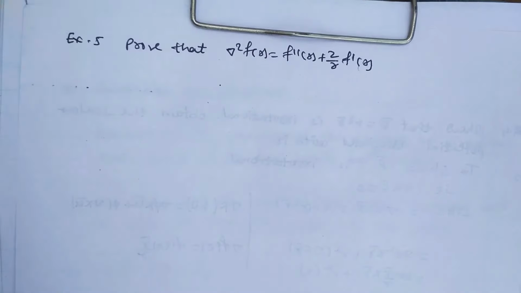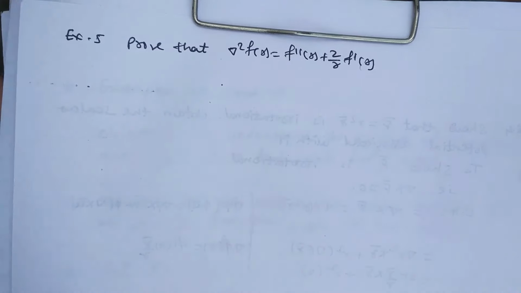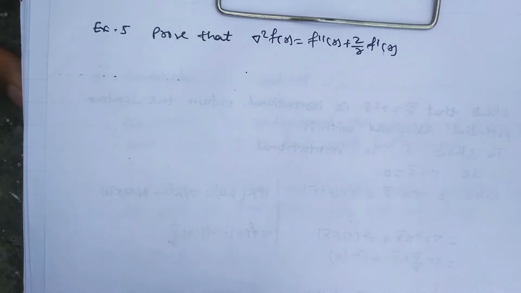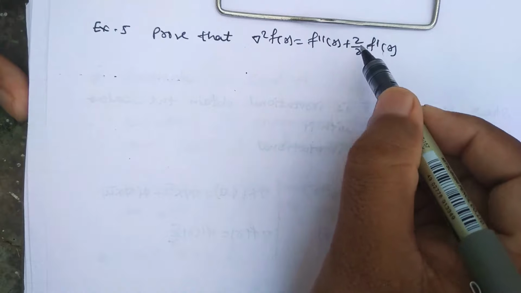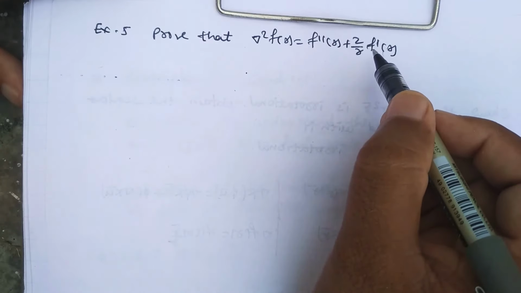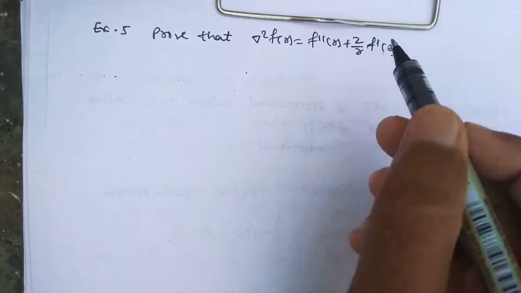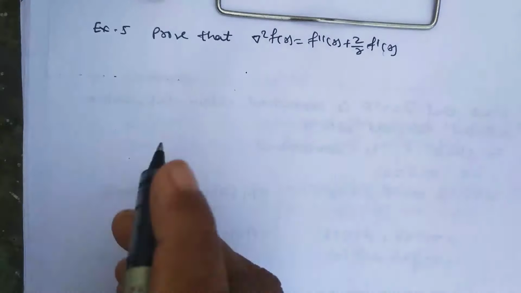Now the next important result, keep in mind that this is a very important result. Prove that, question number 5, prove that del square f of r is equal to f double dash of r plus 2 upon r f dash of r. This is a very important result. We have to use this result in solving different examples.